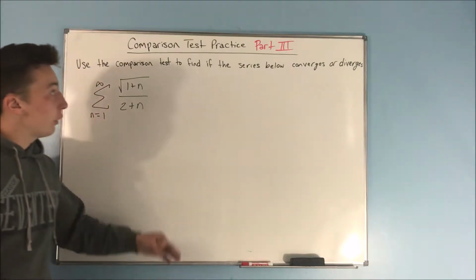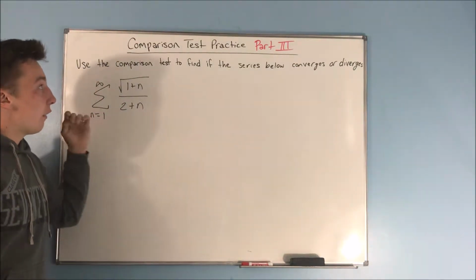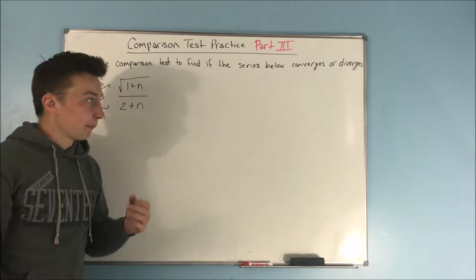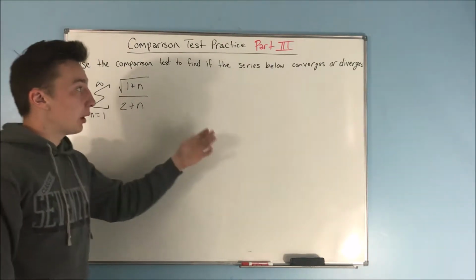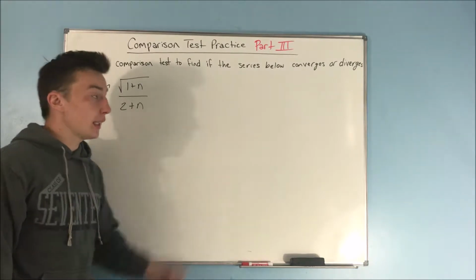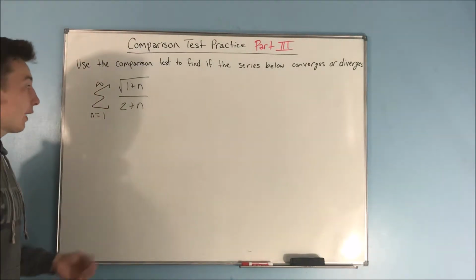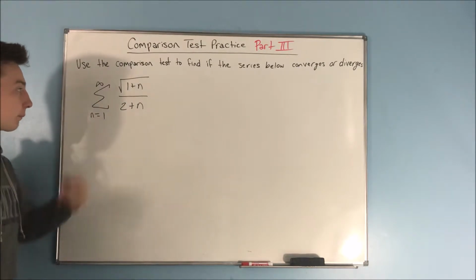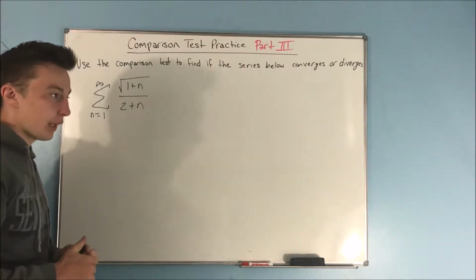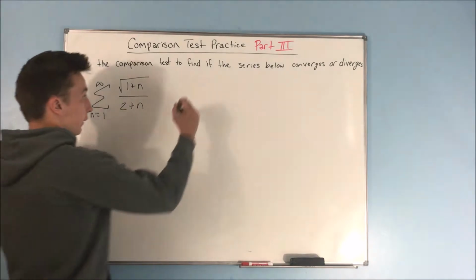Alright, so in this video, we're going to be doing part 3 of our comparison test practice. We want to use the comparison test to find if the series below is going to converge or diverge. The series we have is the sum from n equals 1 to infinity of the square root of (1 plus n) over (2 plus n). Okay, so we've got to find a comparison for this.